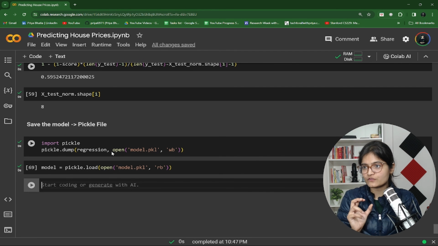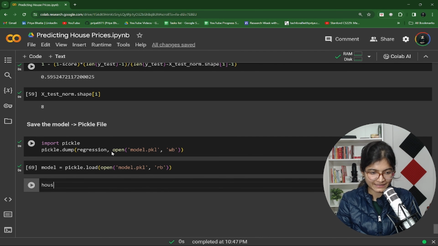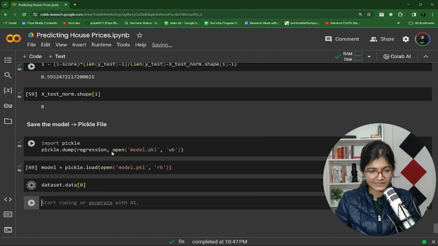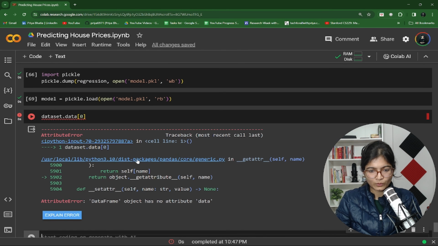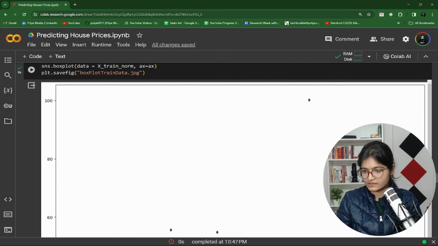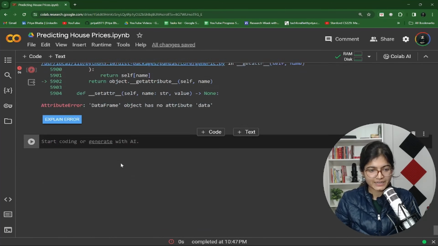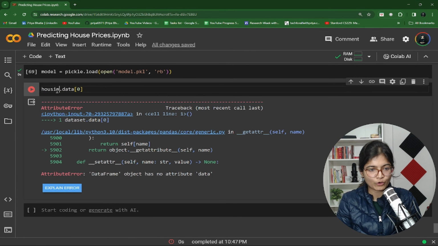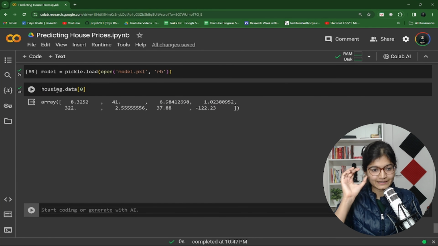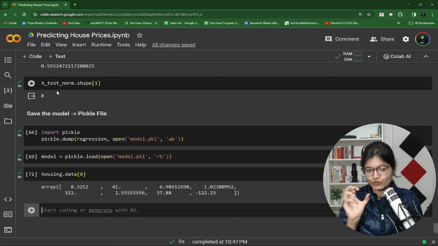Once we have loaded this file, let's say we have the original dataset. I'll take the 0th data, to see what that contains. What is our dataset name? Just give me a second. Let me just verify from where we started. Okay, housing is the name. So we will take housing.data. This is an array, right? It means it contains a few numbers, like 8.3252. Every feature name contains some value.